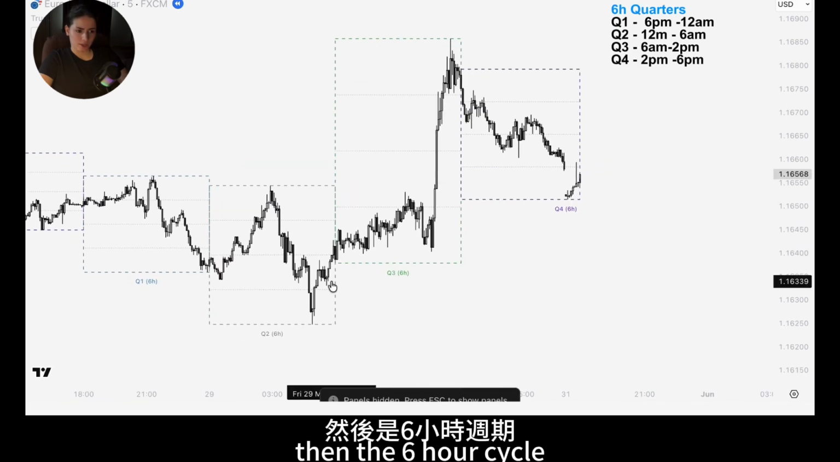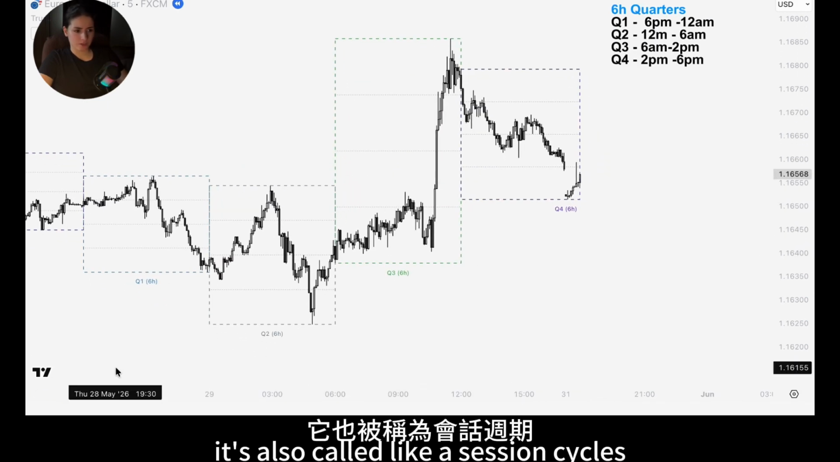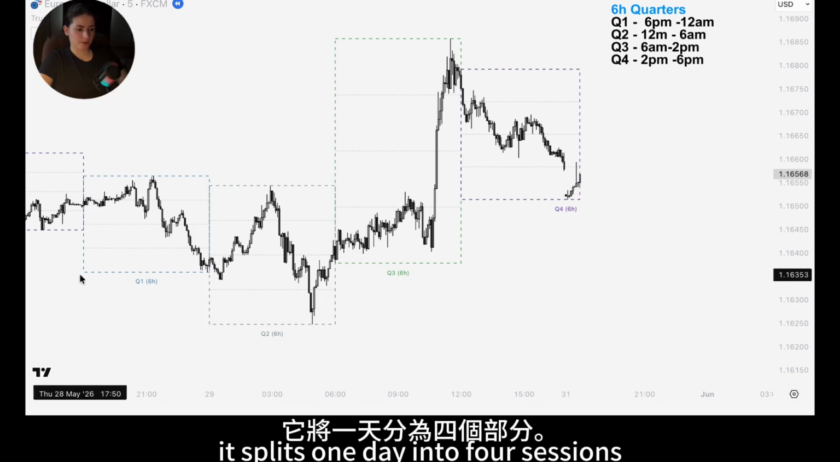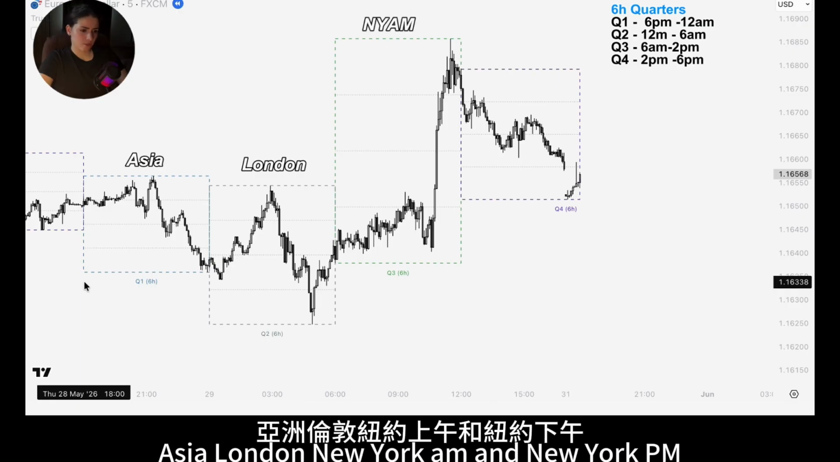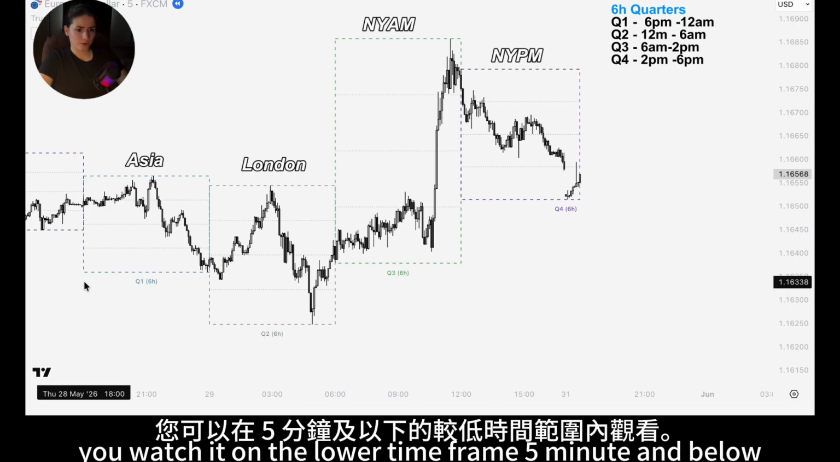Then the 6 hour cycle. It's also called the session cycle. It splits 1 day into 4 sessions: Asia, London, New York AM and New York PM. You watch it on the lower time frames, 5 minutes and below.